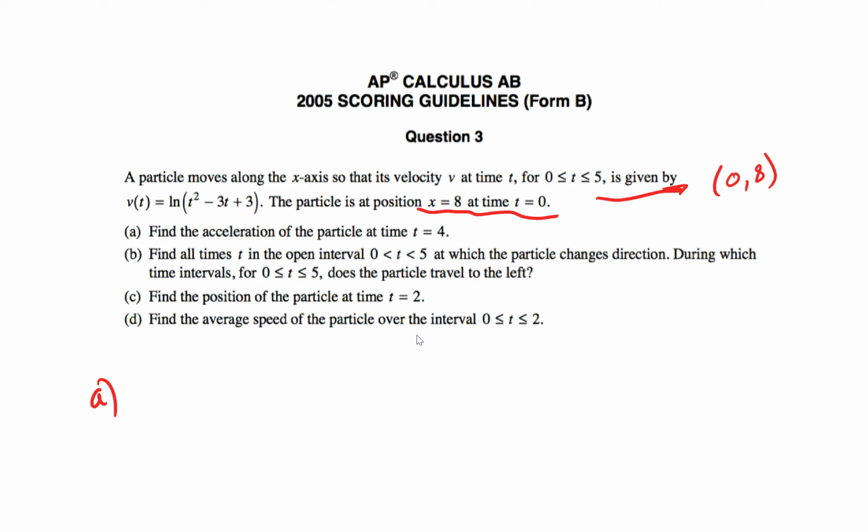So again, acceleration, I got velocity, just take a derivative. Just put that into your calculator, and you get an answer. B, find the open time intervals when the particle changes direction, during which intervals does the particle travel left. So kind of two questions here. When does it change direction? That's when the velocity equals 0. When is it traveling left? That's when it's less than, when it's negative.